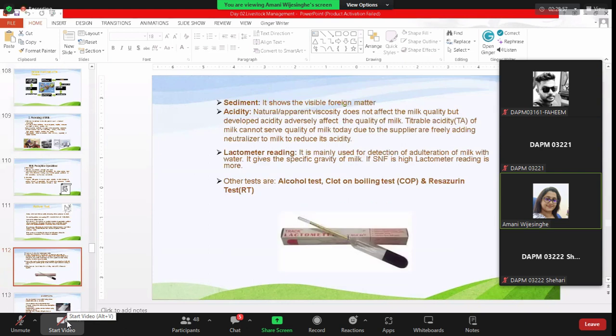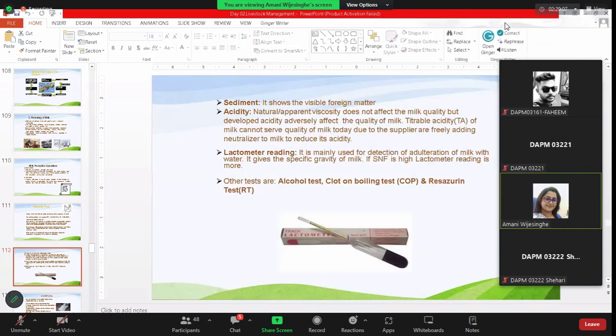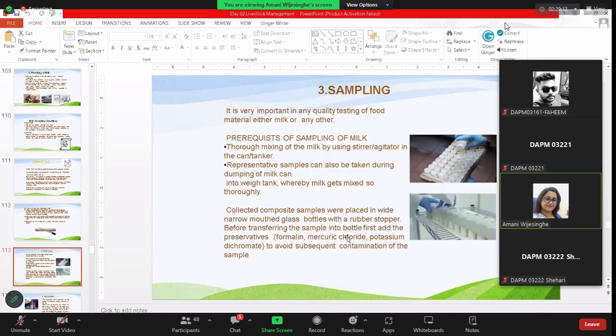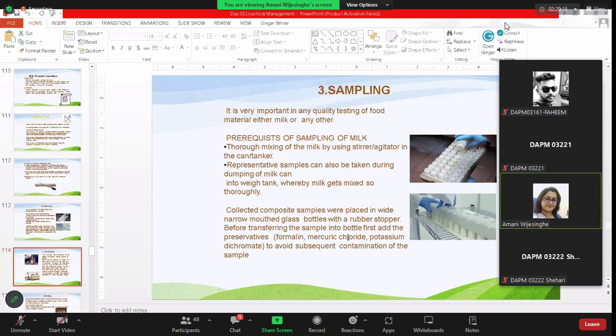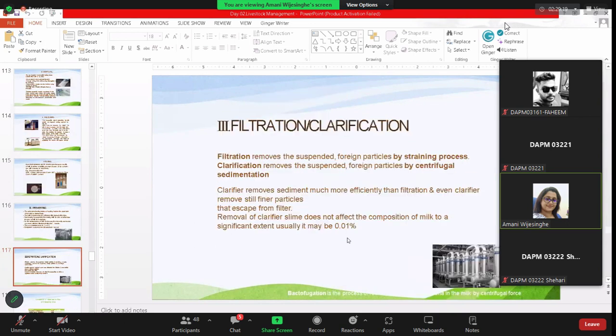Sediment and acidity are checked. With the lactometer reading we can see the density, which tells us whether extra water has been added. After that, we take the milk to preheat. After preheating, we go for filtration to remove any unwanted foreign materials from the milk.